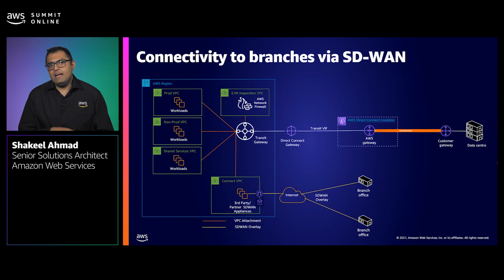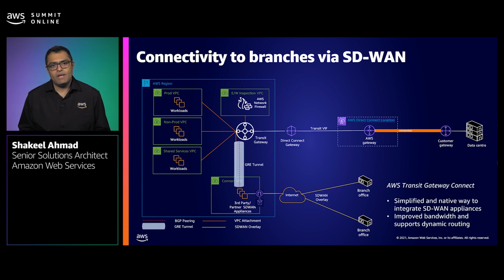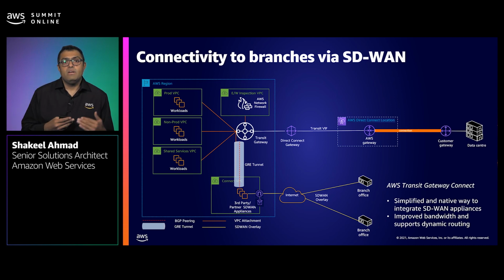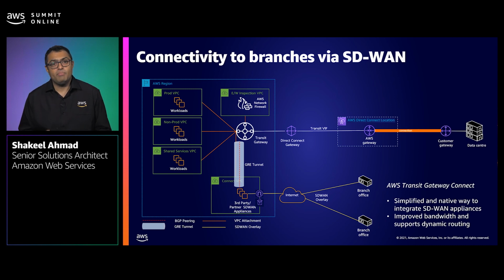Now, if you look at this SD-WAN deployment, you can create a GRE tunnel from your partner SD-WAN appliance to Transit Gateway using a VPC attachment as an underlay, which allows you to create a BGP connection between both sides as well. And now you can use the power of Transit Gateway in a very simplified manner.